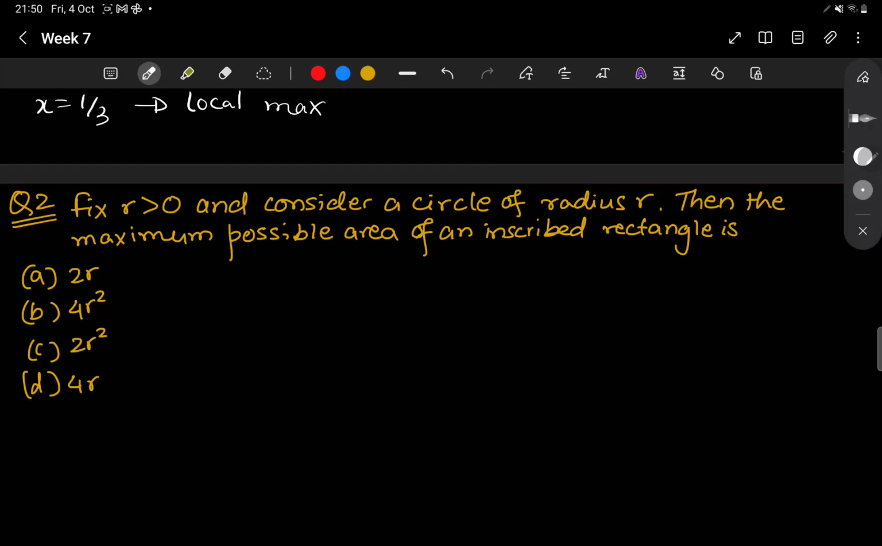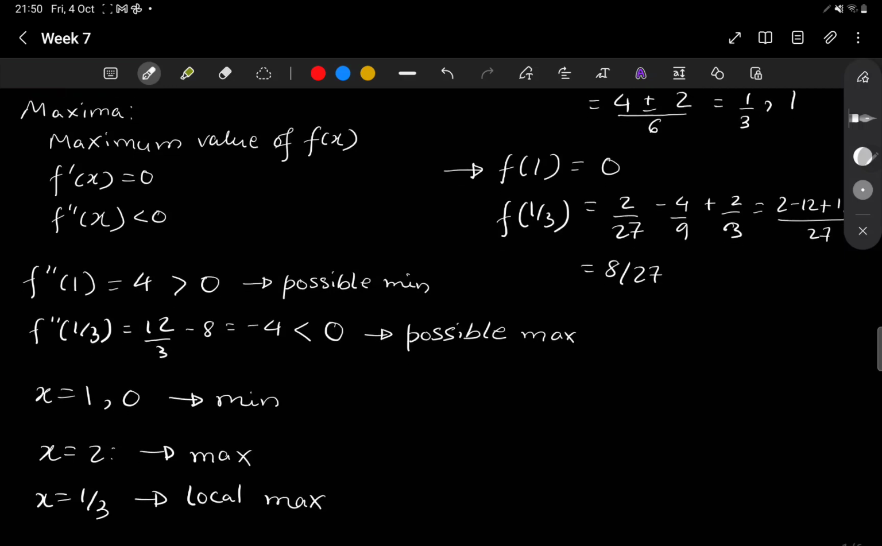Okay, so we can proceed further. I hope the distinction between local maximum and global maximum is clear. Global maximum, as the name suggests, is the absolute maximum of a function, and local maxima is like within an interval, within a small region, the function is having a maxima.